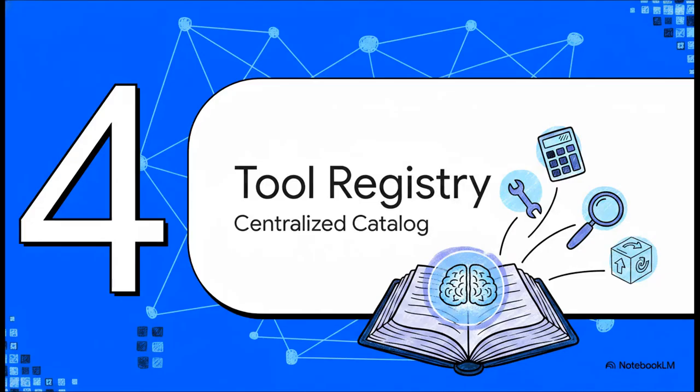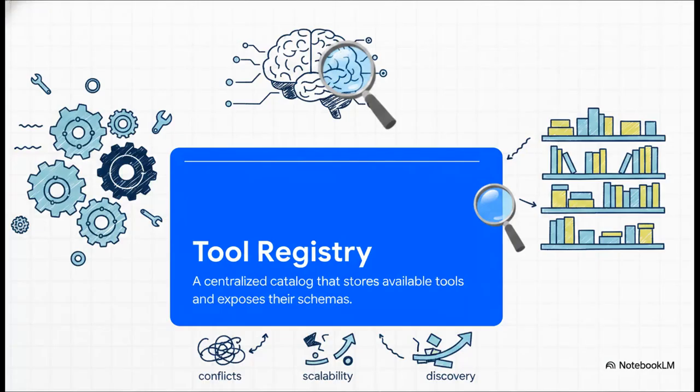That brings us to Section 4, coding the tool registry, which is essentially our centralized catalog. So now that we have a customized calculator tool, we need a reliable way to manage it within our system so the LLM can actually find it.